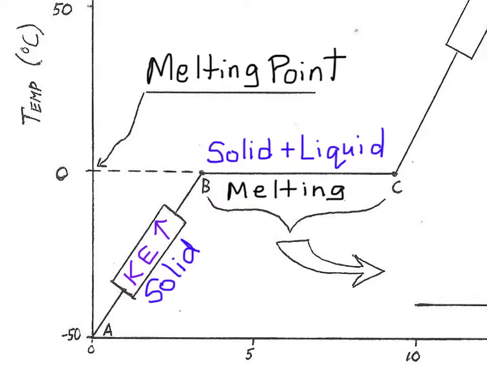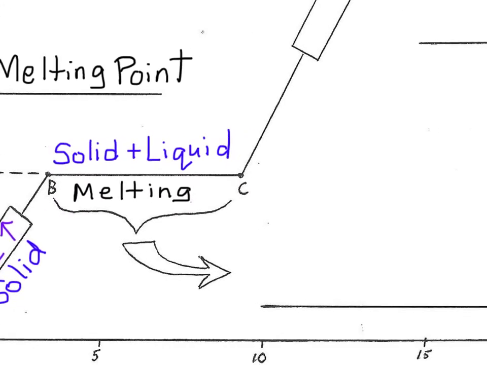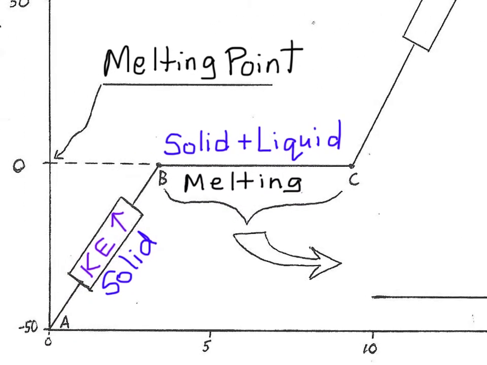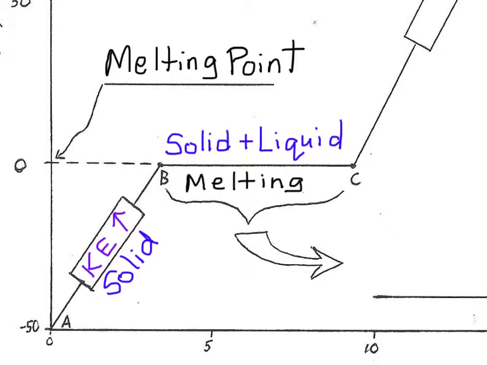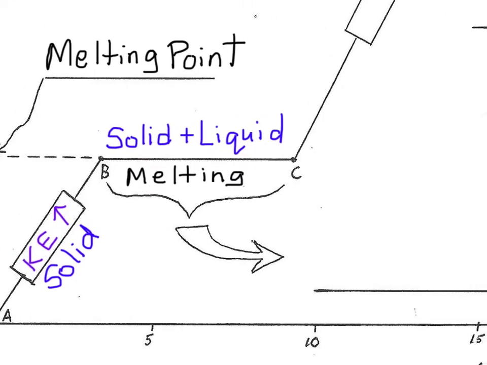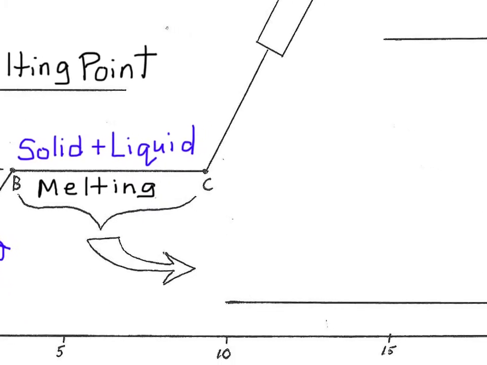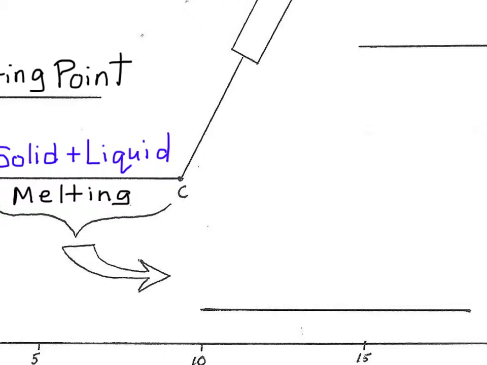But I told you that when we started this, that we were not turning off the hot plate for the whole time. So if there's still energy going in, it must be doing something else. If it's not being used to raise the kinetic energy, to raise the temperature, the heat energy that we're putting in must be being used to do something else. And that something else is melting the solid.